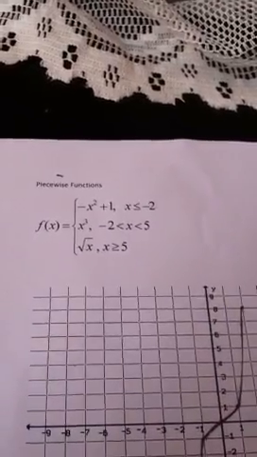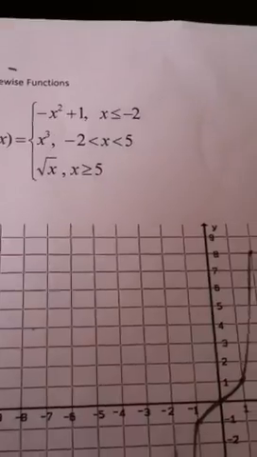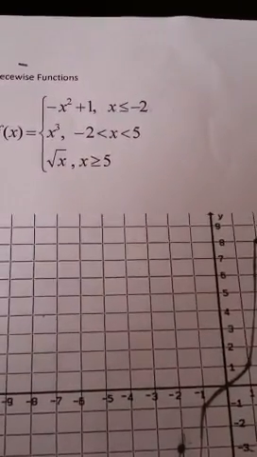This is Ayzia. I'm going to be graphing my piecewise function. My first function states that when x is less than or equal to negative 2, my first function will be negative x squared plus 1. So I already graphed it.